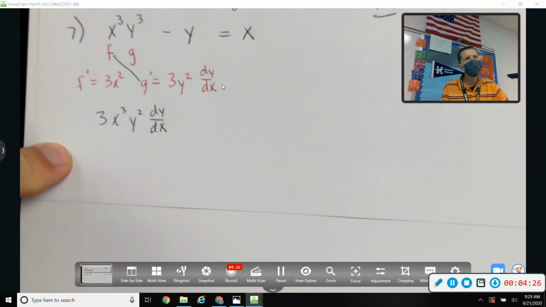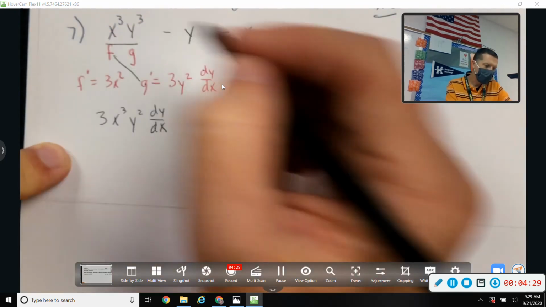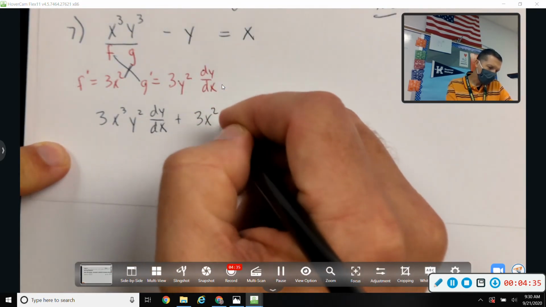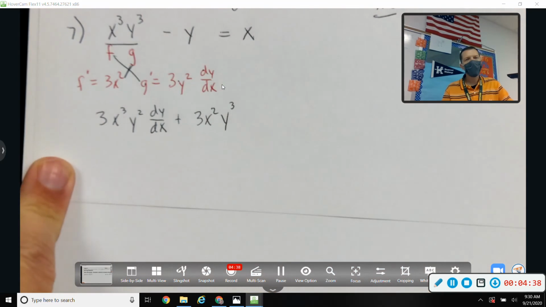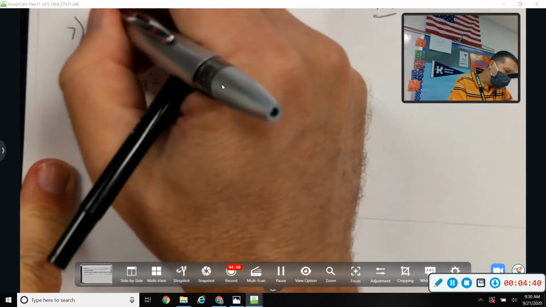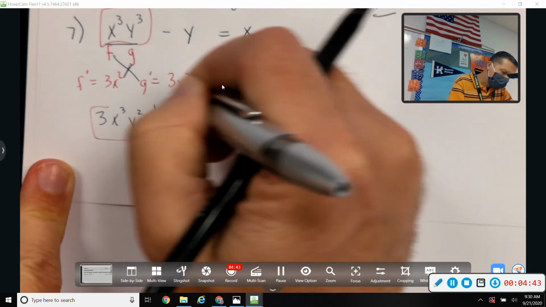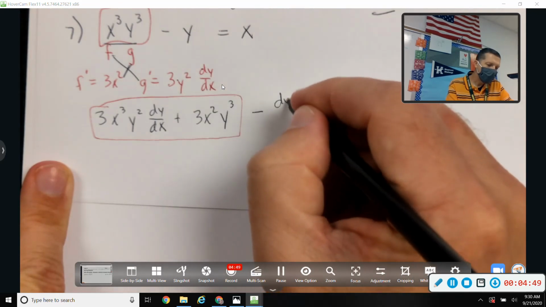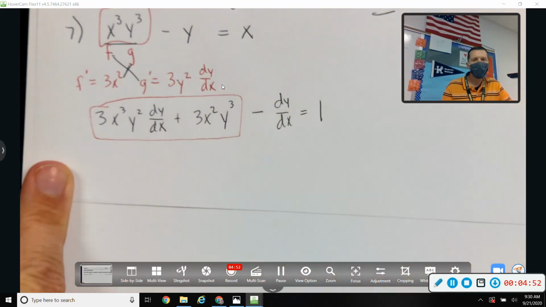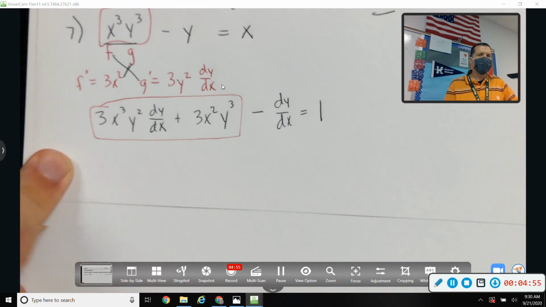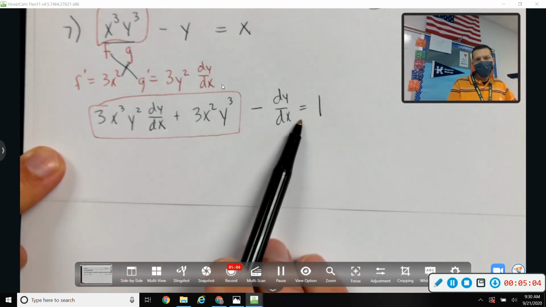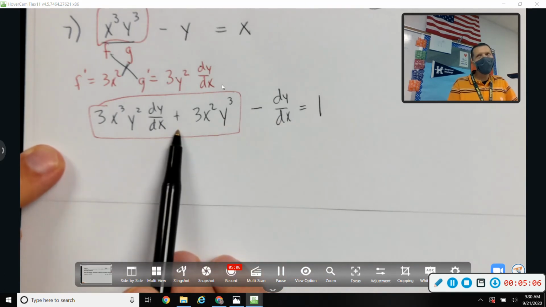Although that's the first part of the first term. Plus the other way, 3x squared y cubed. Again, that became all of this because of the product rule. Minus, I think it's a little easier now, dy dx equals 1. Calculus is over. Now the algebra begins. This is not a safe stop answer though, because we haven't solved for dy dx. So I mean, you've got to do some algebra.